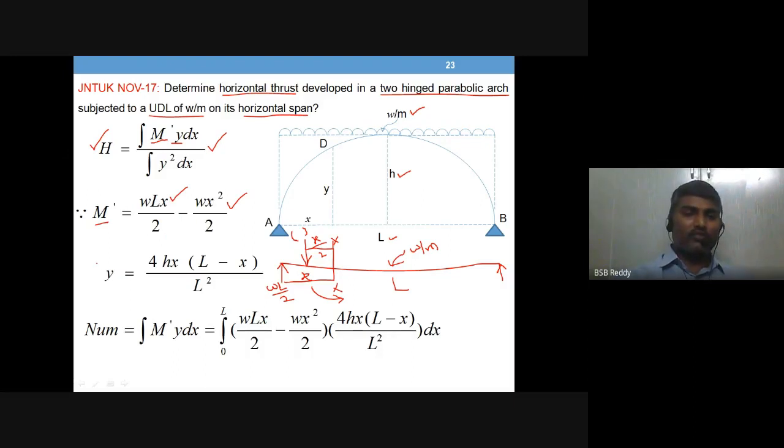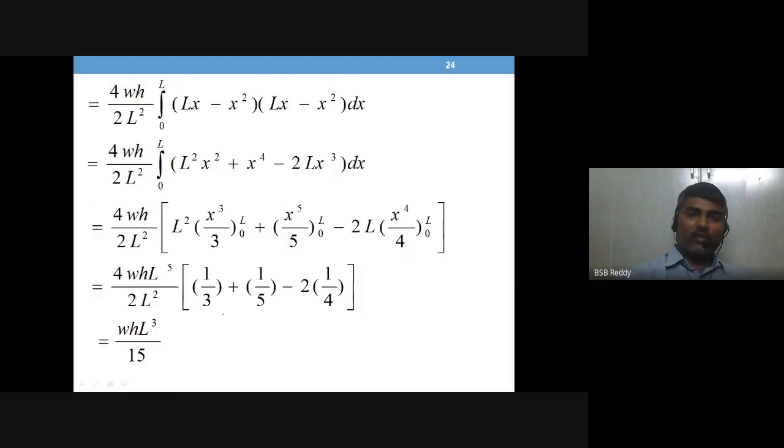So what is y? y equals 4hx into (L minus x) by L squared, the parabolic relation. Substitute those two into this equation, M' y dx. You can either work from 0 to L by 2 and make it twice, or go straight away from 0 to L also. No problem. Further, how it is evaluated, we will see.